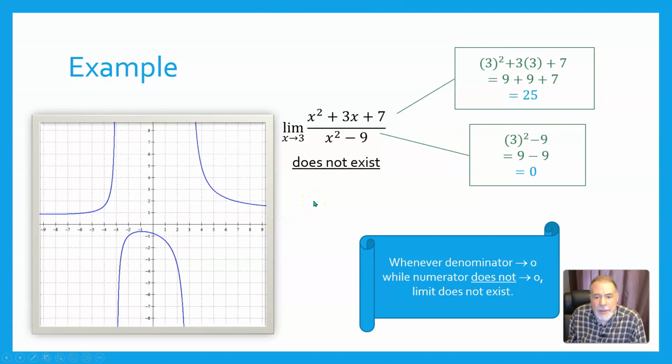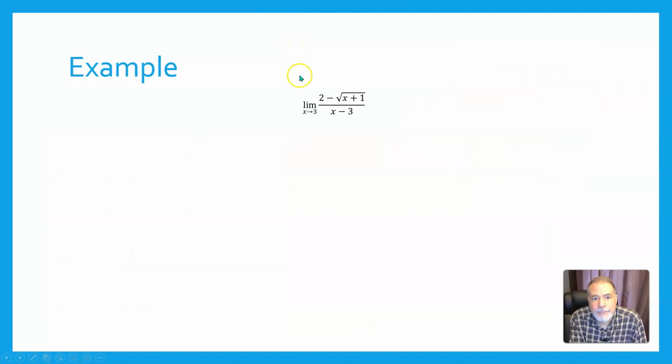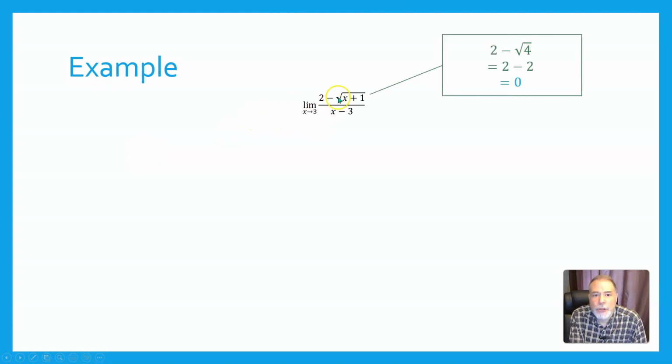So whenever the denominator approaches 0 while the numerator does not approach 0, you can conclude from that that the limit does not exist. Next example, (2 minus the square root of x plus 1) over (x minus 3). So what happens as x approaches 3? The numerator approaches 2 minus the square root of 4. That is 2 minus 2, which is 0, and the denominator approaches 3 minus 3, which is 0. So we have another one of these 0 over 0 kinds of situations.